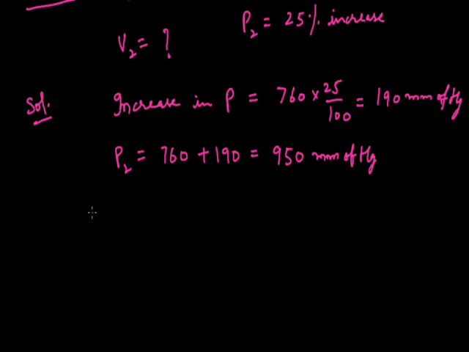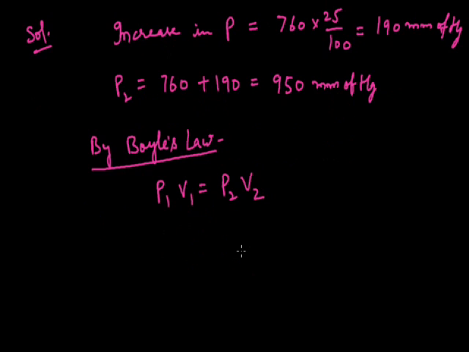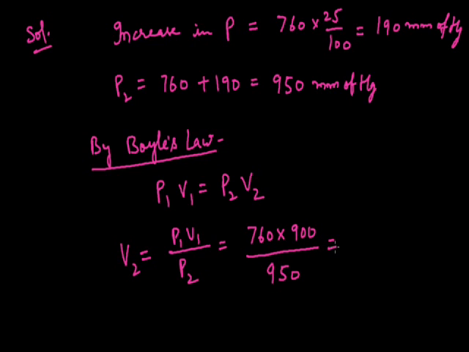By applying Boyle's law, P1 V1 is equal to P2 V2. Final volume V2 has to be calculated. So V2 is equal to P1 V1 upon P2. On substituting the values, final volume V2 comes to 640 centimeter cube.